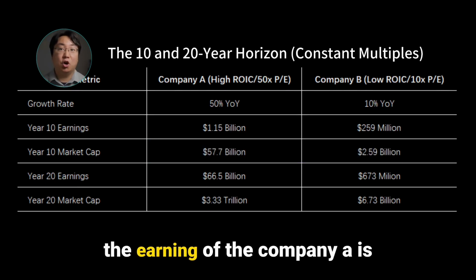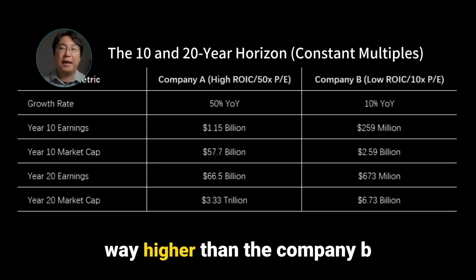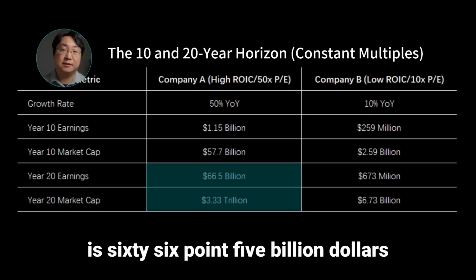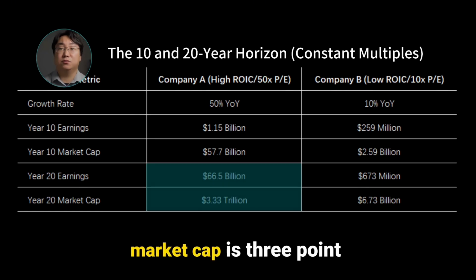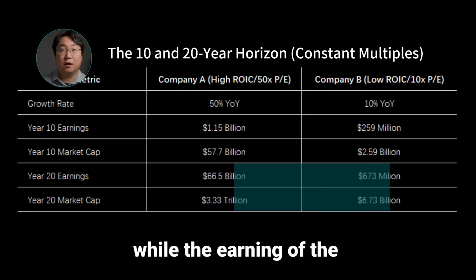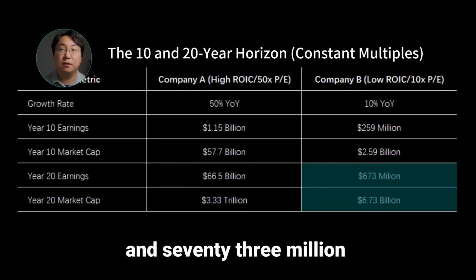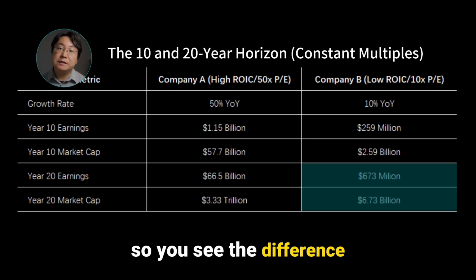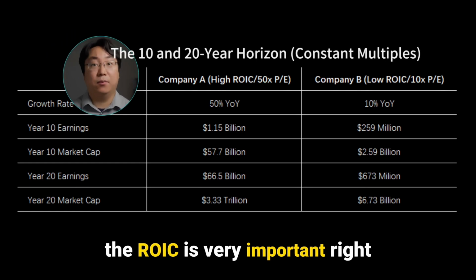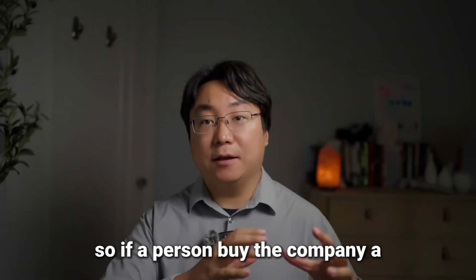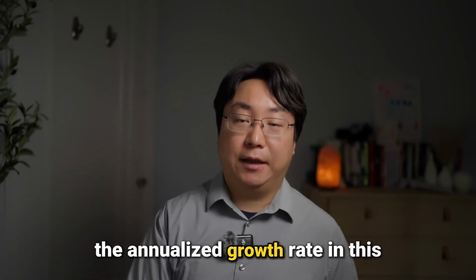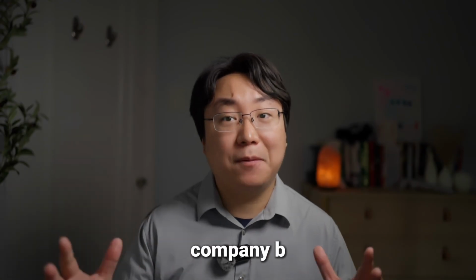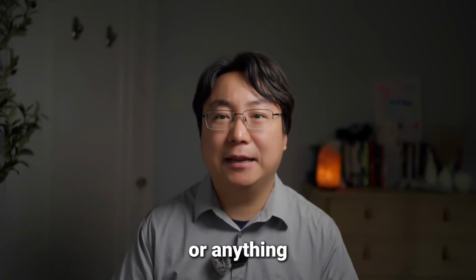After 20 years, the earnings of company A are way higher than company B. As we can see, the earnings of company A are $66.5 billion, the market cap is $3.33 trillion, while the earnings of company B are only $673 million and the market cap is only $6.73 billion. So you see the difference. The ROIC is very important, right? If a person buys company A, the annualized growth rate in this simple model is exactly 50%. If somebody buys the cheaper company B, it will not have a rebound or anything.